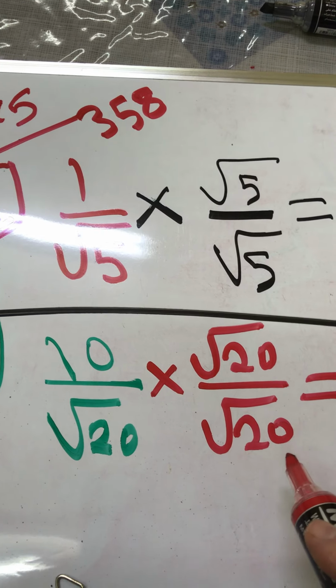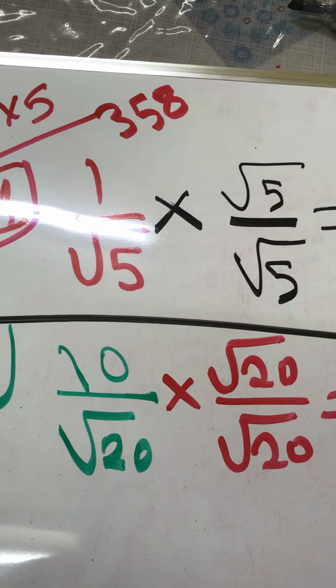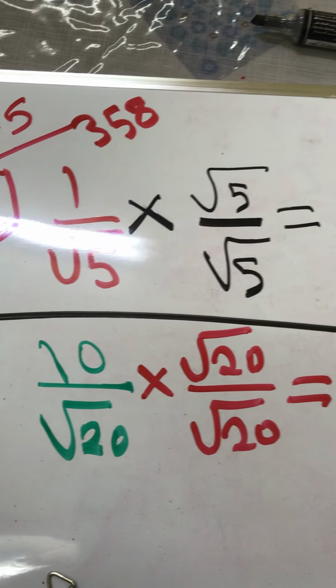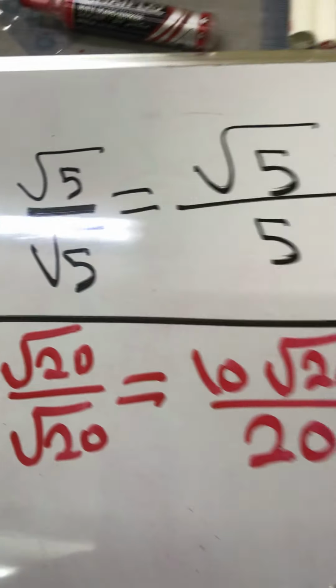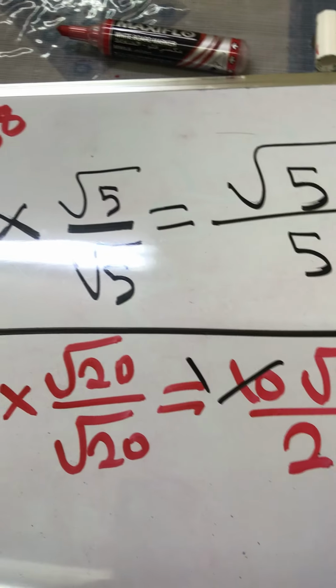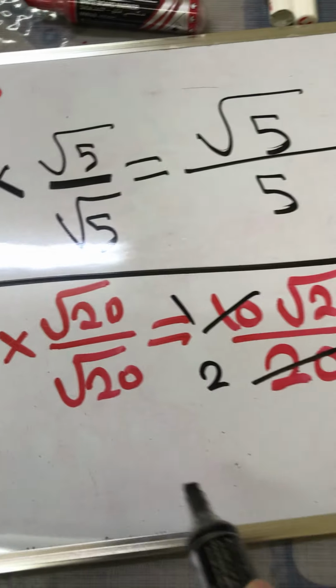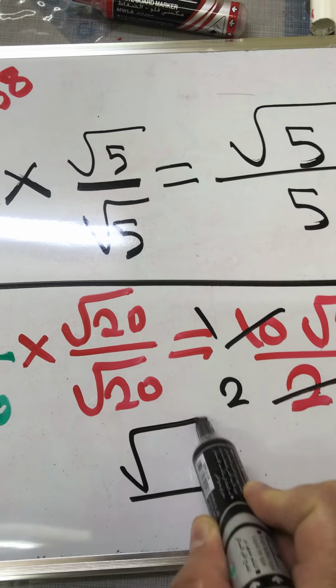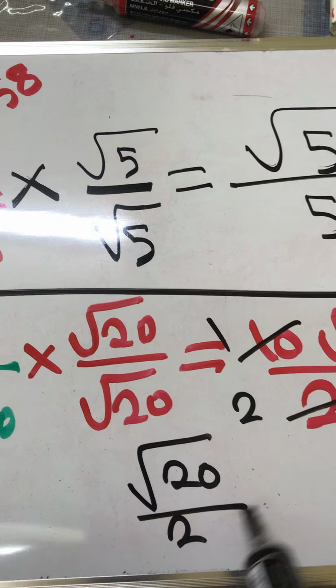Square root of 20 multiplied by square root of 20, I'll take 20 only. And then start to simplify. Divided by 10 equals 1, divided by 10 equals 2. So the final answer is square root of 20 over 2.